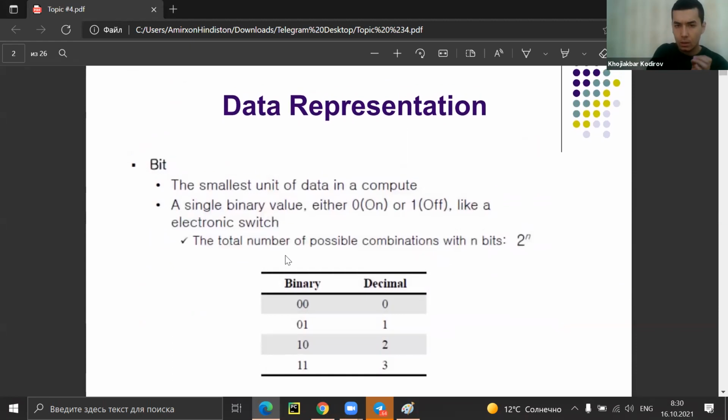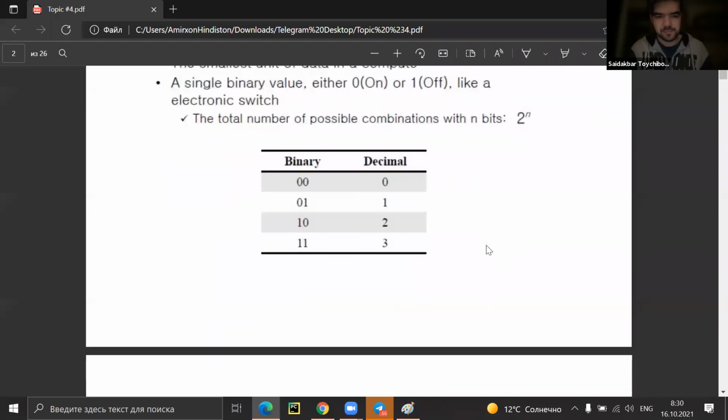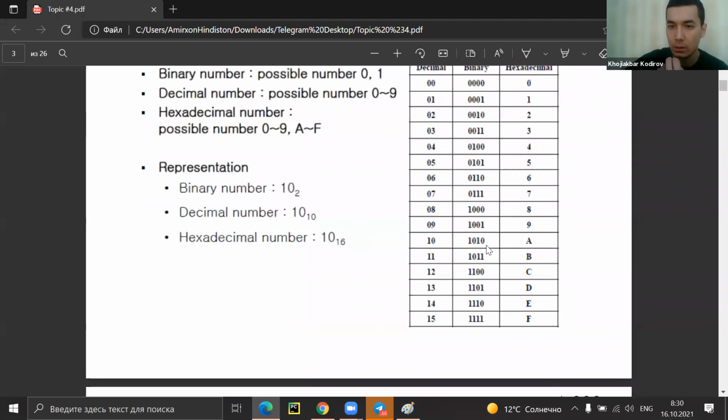Like the binary numbers, it will be taken as 2 to the power. Why? The possible combination of binary numbers is 2 to the power n. Always 2. Why? Because it consists of 2 numbers, 0 and 1. Got it? And hexadecimal consists of 16 numbers.